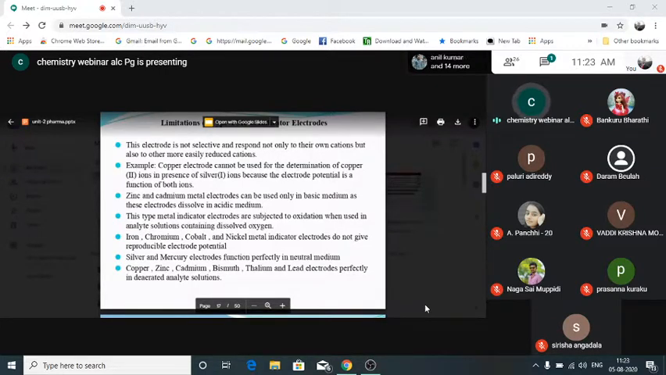Whether the medium I see here is basic, acidic, or neutral, and whether my indicator electrode is going to function perfectly in the given medium or not. If it is not going to function perfectly, then what do we have to do? We cannot change the medium of the given analyte solution. The only thing we can change is the indicator electrode, to find out the concentration of the ions present in the given analyte solution. Is it clear?